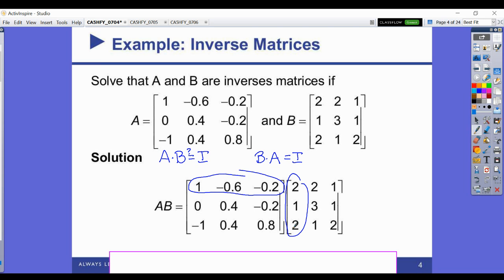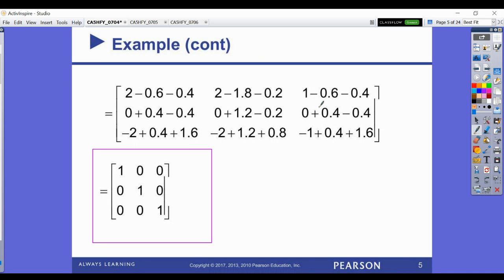I showed you in the last lesson how to do that on a calculator. So if you want to, you can put A and B in your calculator, or you can follow this multiplication to practice. And these are the steps that they got when they multiplied those out. This did come out to the identity.